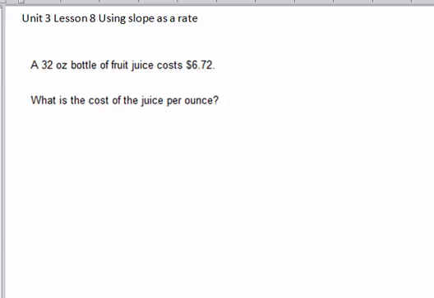Hello, so I'm going to go over Unit 3, Lesson 8, using slopes as rate.